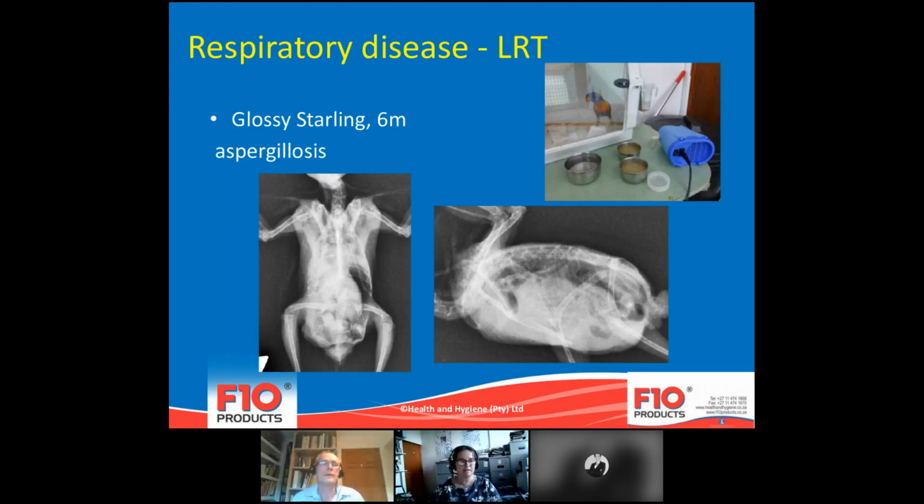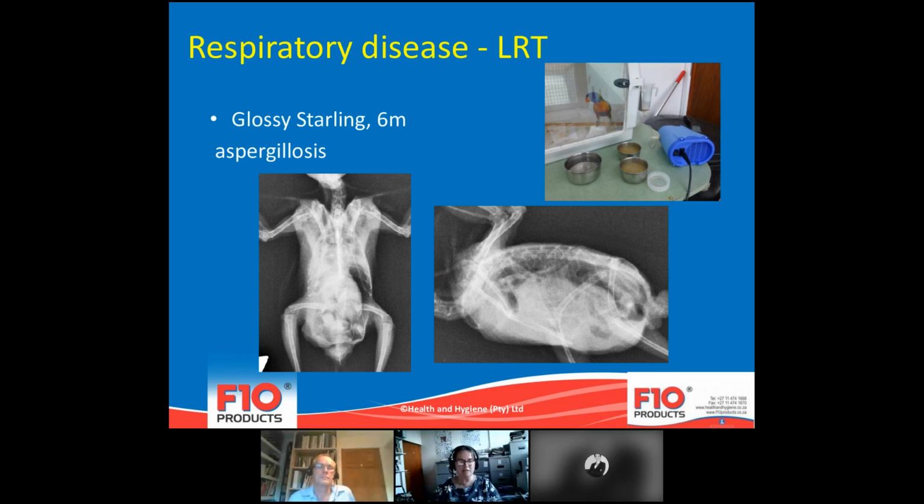Great. So I was just going to talk a little bit about nebulizing birds again, and particularly Aspergillosis. We do see a bit more of this in the UK than when I worked in South Africa, probably climate related, but also the species that we keep here.